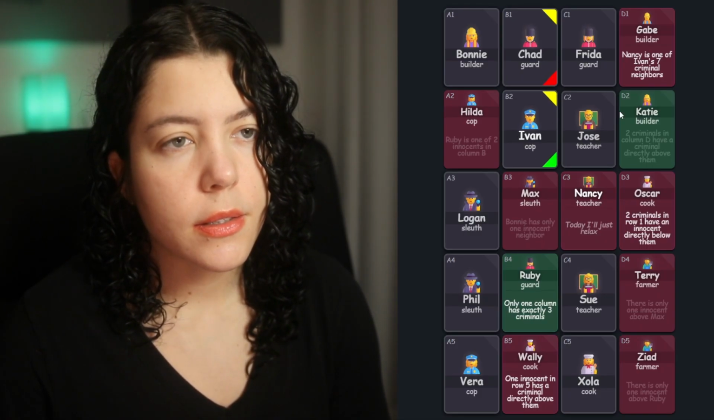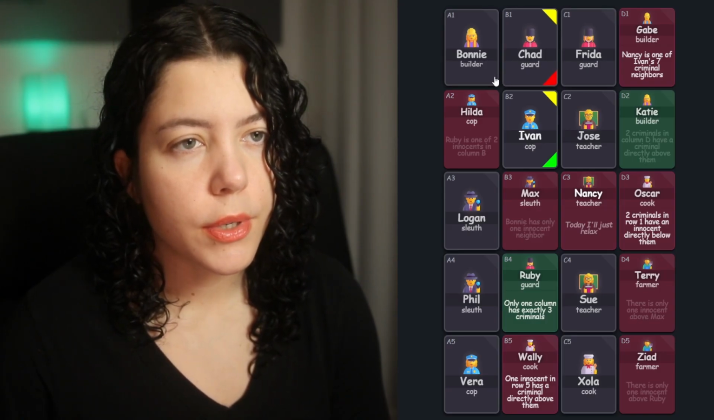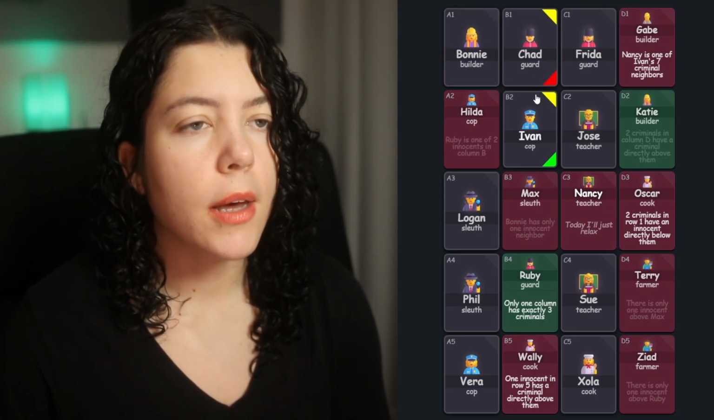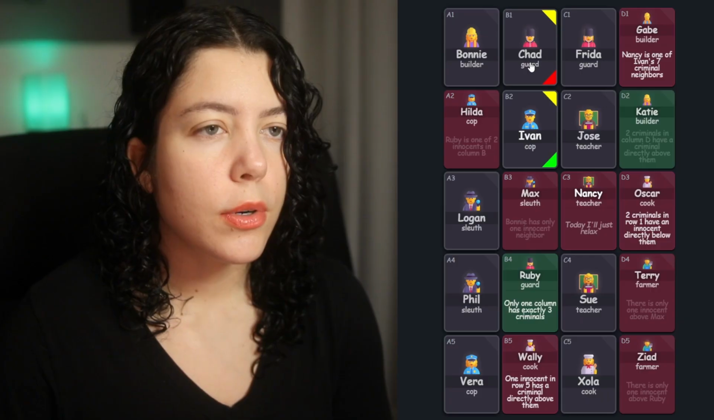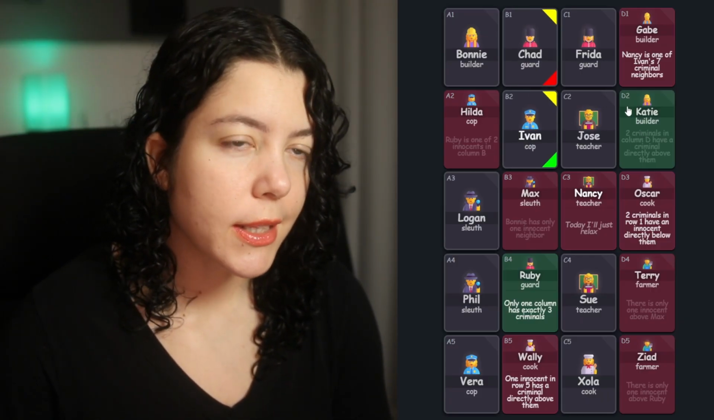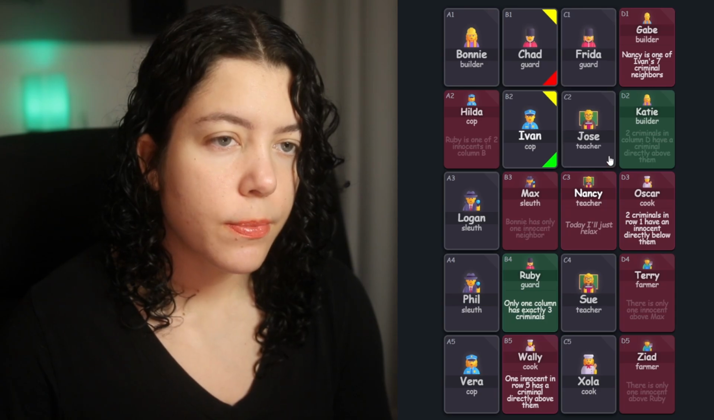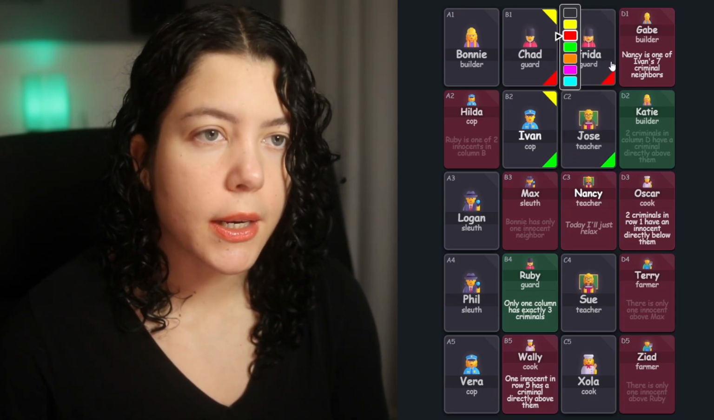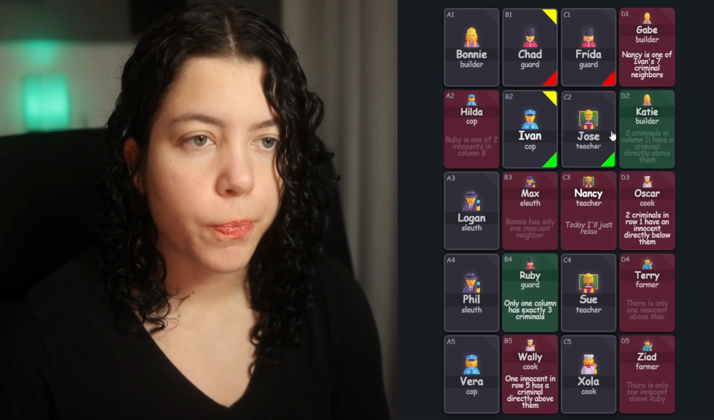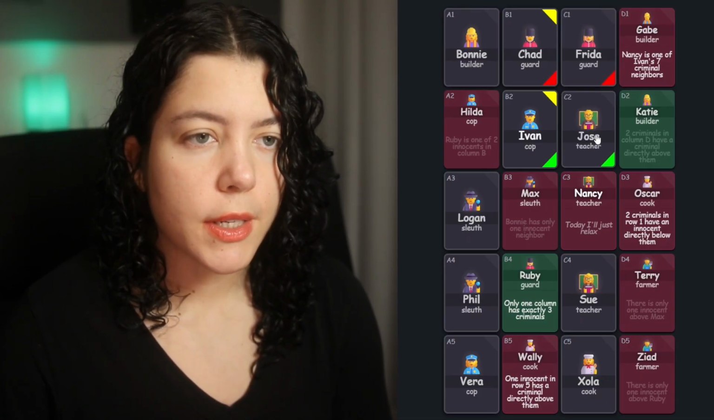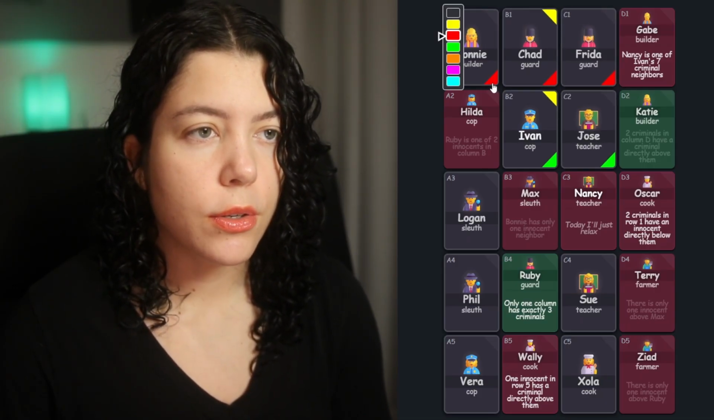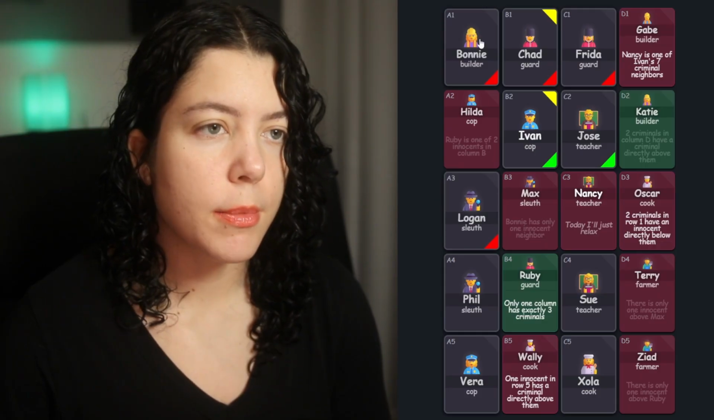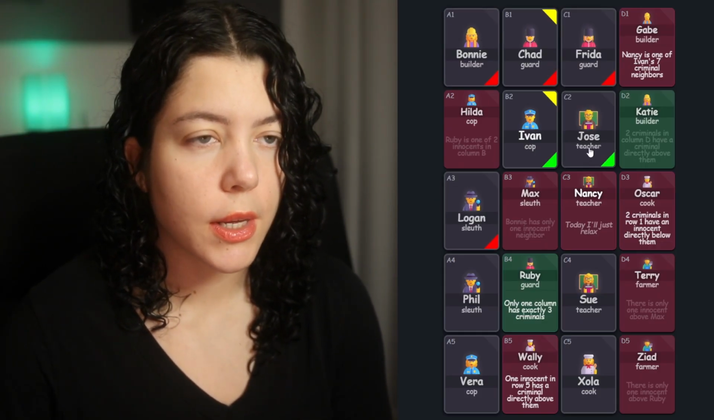I guess it doesn't really matter if Frida or Bonnie are innocents. But we have our second criminal in row 1 with an innocent below them. So the only thing that couldn't happen is Jose being an innocent in this situation, because that would make the third criminal in row 1 with an innocent below them, since Ivan couldn't have any more innocent neighbors, so everybody else besides Jose would be a criminal.